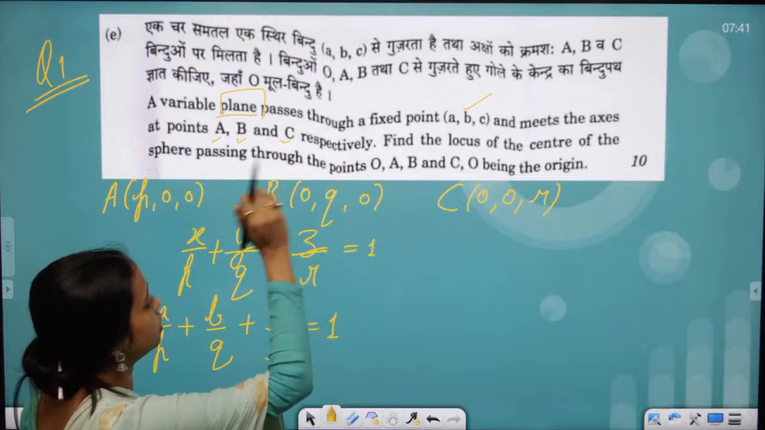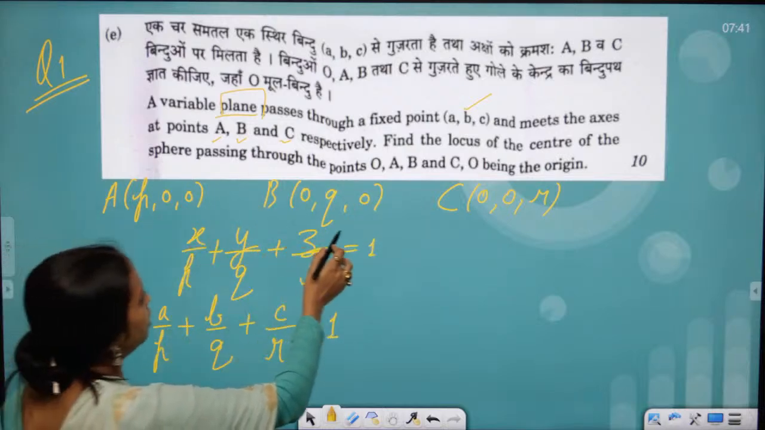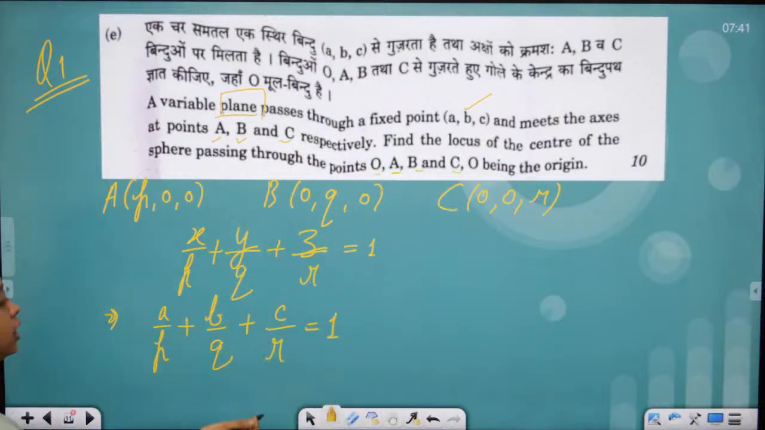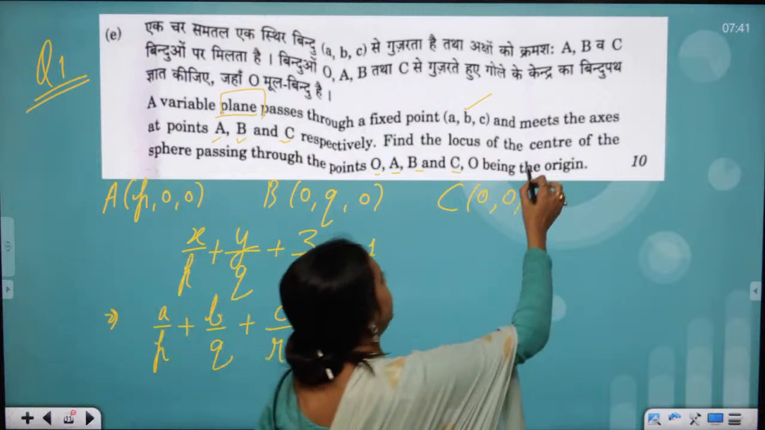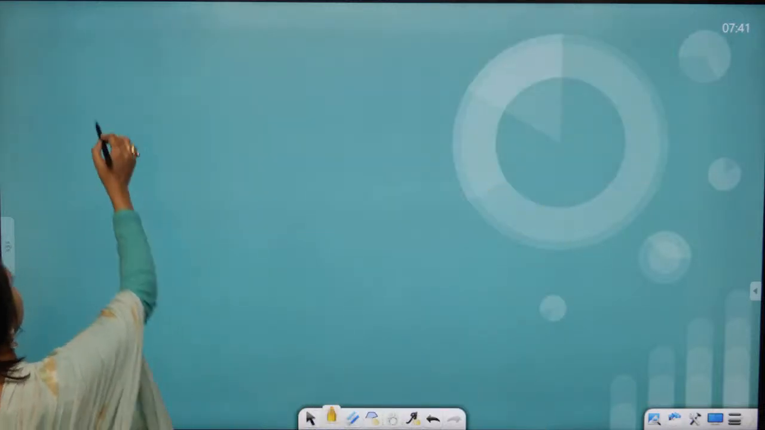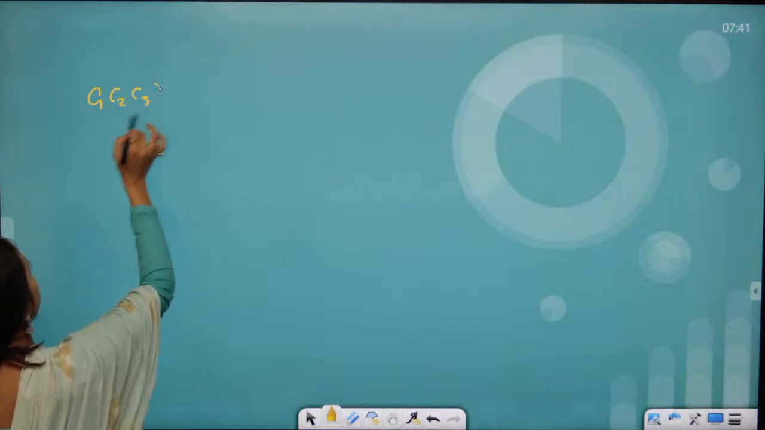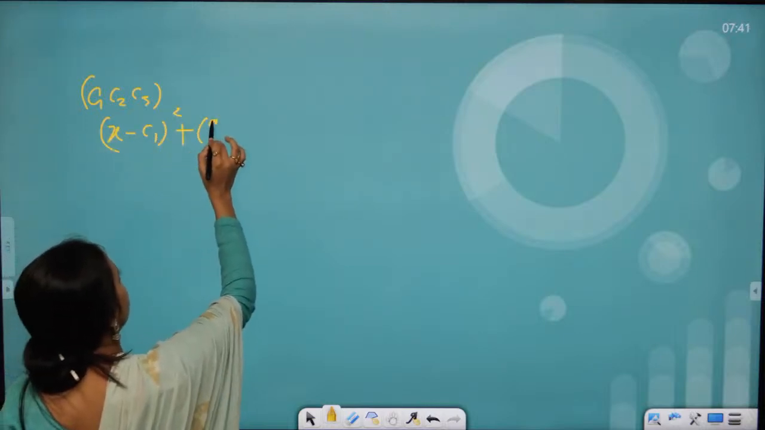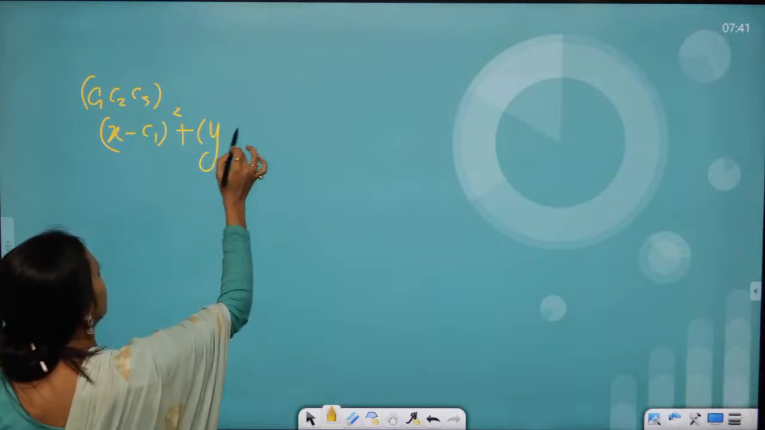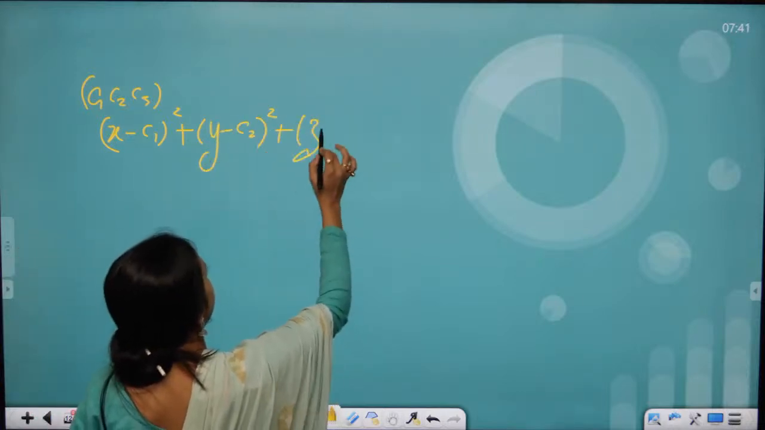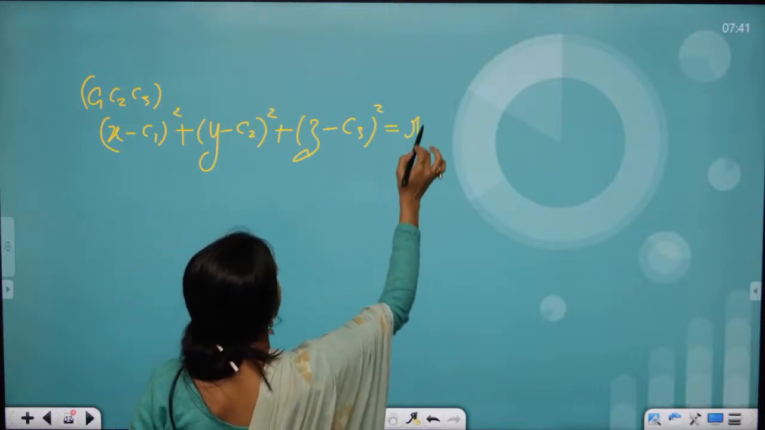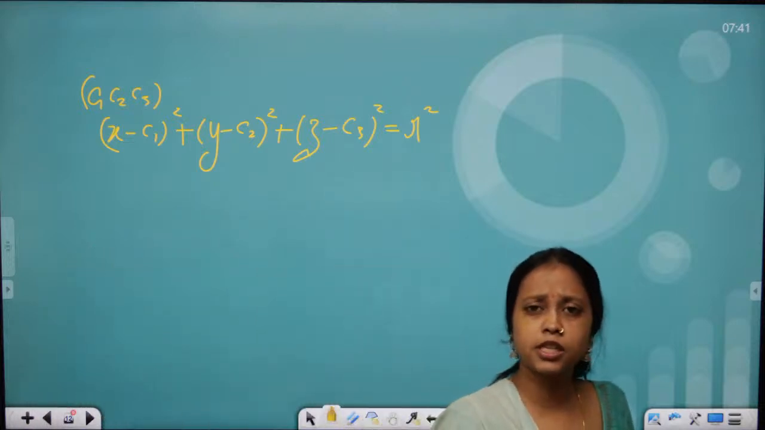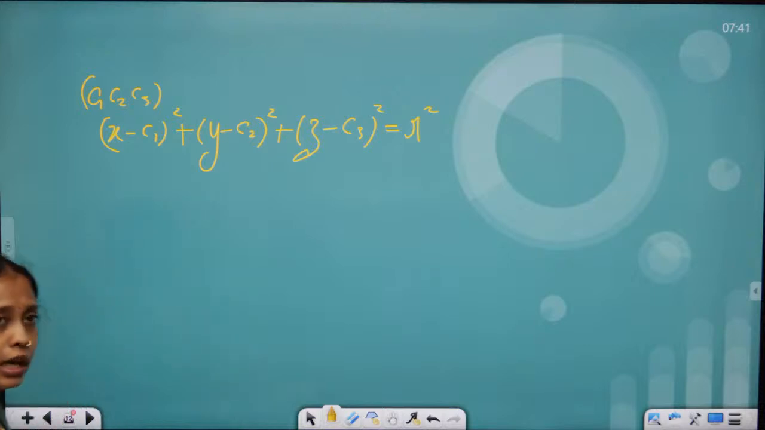Now comes to the sphere. The sphere passing through 4 points O, A, B, C. A, B, C you have assumed, O is the origin. So find the locus of the center. Okay, fine. Find the locus of the center. So let's say if center is C1, C2 and C3, the equation of the sphere would be x minus c1 whole square plus y minus c2 whole square plus z minus c3 whole square equals r square. This is just the replica of the equation of circle, x minus h whole square plus y minus k whole square is equal to r square, like that, right?